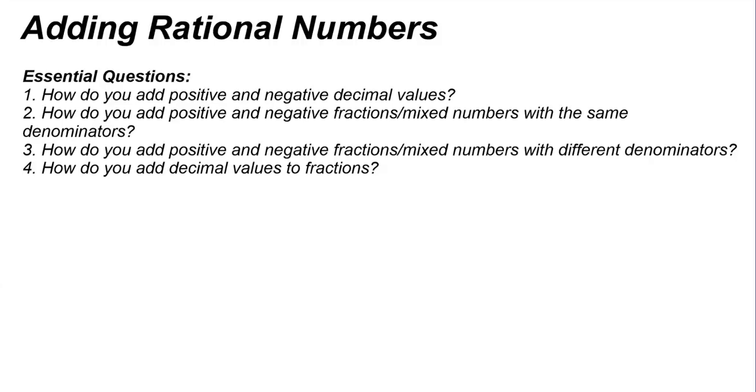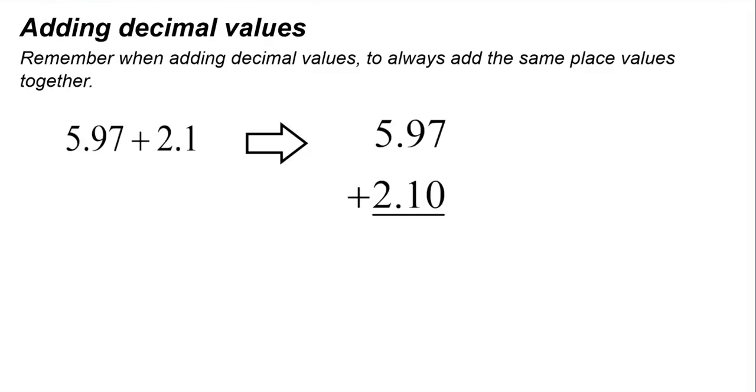So now we've got a mixture of all these types of numbers that we're dealing with, and how do we do addition with them? So let's start with adding decimal values. Recall that when you're adding decimal values, you always have to add the same place values together. So you've probably learned how to line up the decimal places and line up the place values and then add.